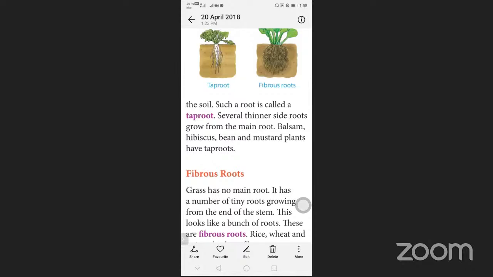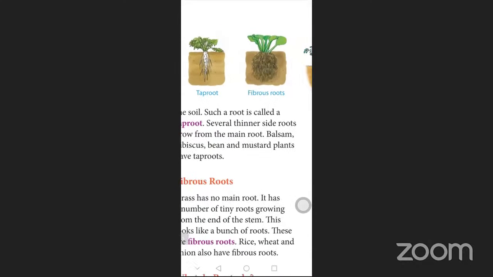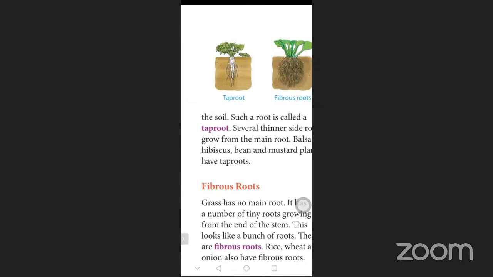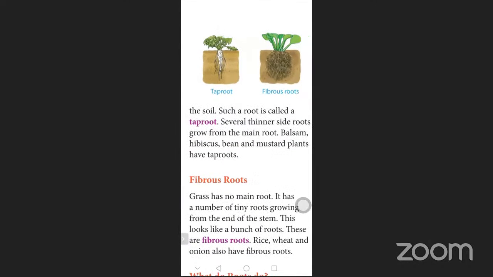And also you can see carrot, beetroot, and next radish. These are also examples of the taproot system. Blossom is also one of the plants that has only a taproot system.